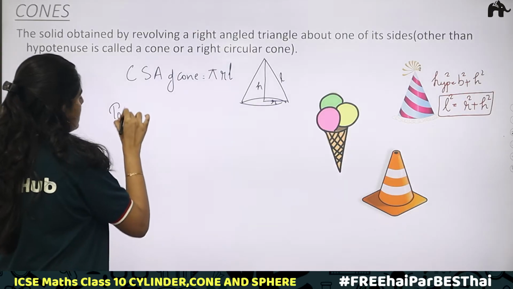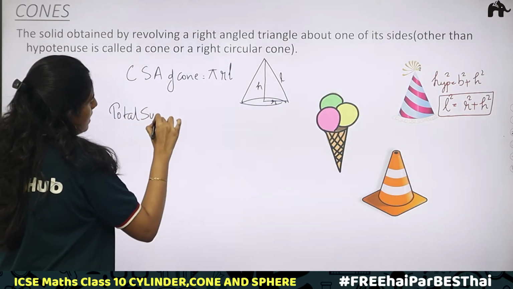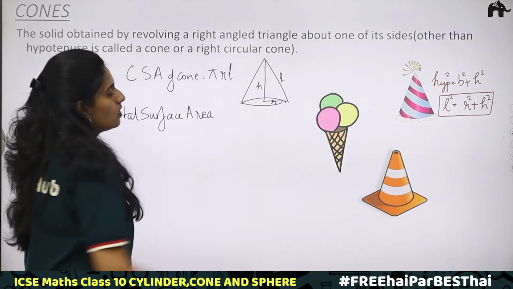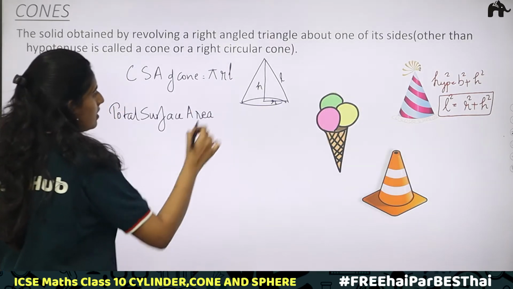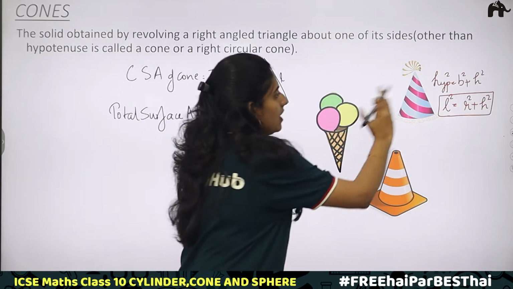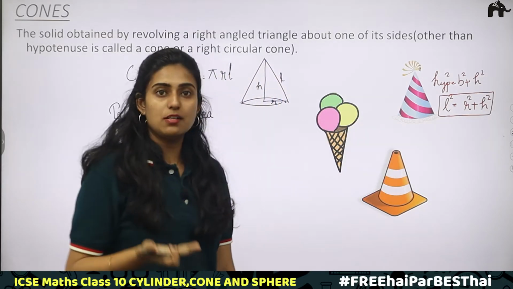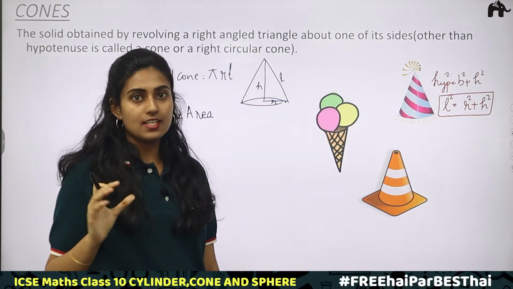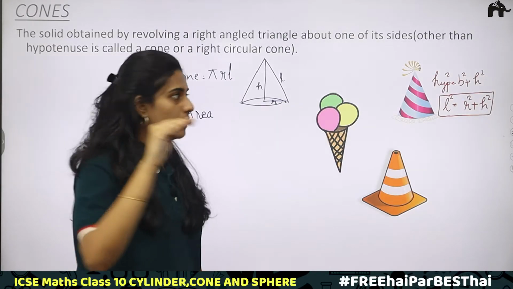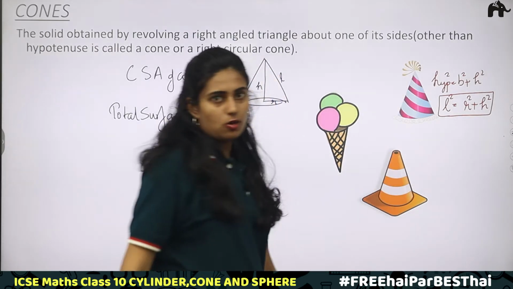Next is the total surface area. So total surface area is determined. Here for total surface area, you will be having the curved surface and base. For cylinder, we have done this. In case of cylinder, we had curved surface, base and top. Here in this case, we don't have a top.